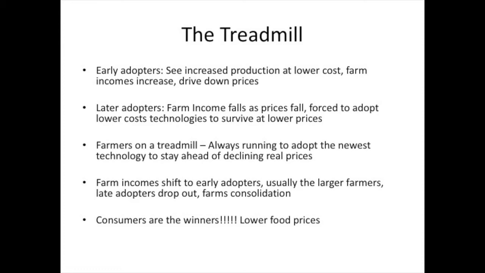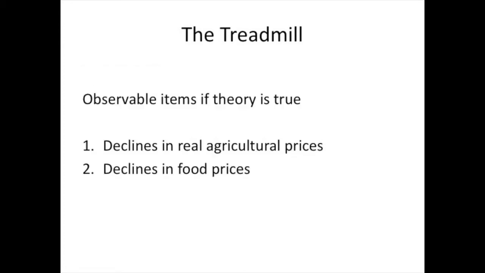As a result, farm incomes shift to early adopters, which we believe are usually the larger farmers. Later adopters drop out, and we have farm consolidations. All of that then leads to a shrinking number of farms. The winners of this process clearly are consumers. They are the ones that get more consumption, more food at lower prices.